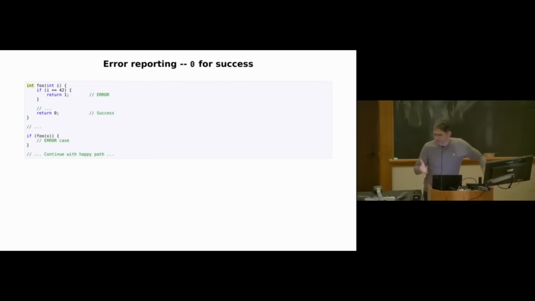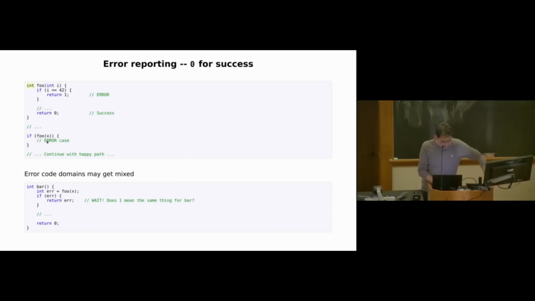Okay, here is some experience, not really related to D. This applies to almost every language. Some functions return integers as error codes. A non-zero means error, 0 means success. But then sometimes these error code domains mix up.